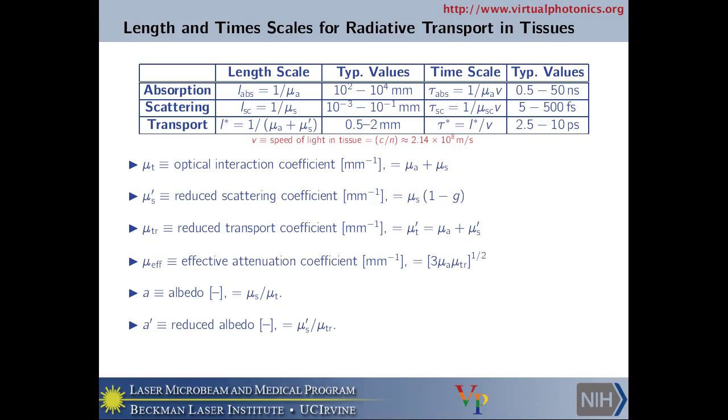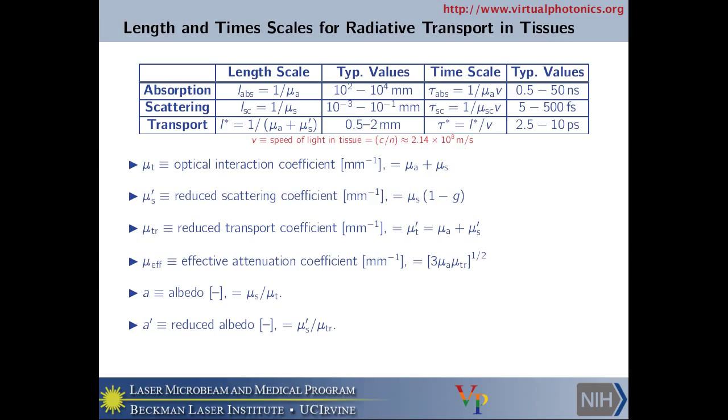they're all supposed to be inverse millimeters? No, so mu A is in inverse millimeters. If you take the reciprocal of that, that's a length, right? And so that's why you see mu A in the denominator. So the reciprocals of the mu A's or mu S's give you length.